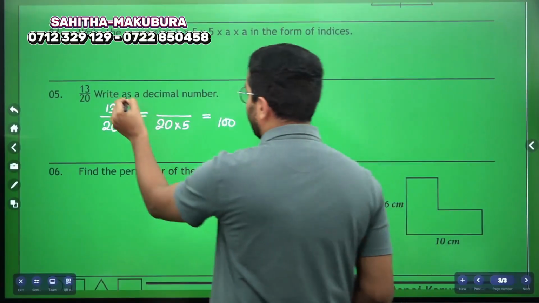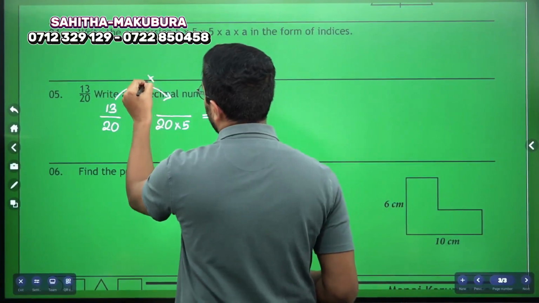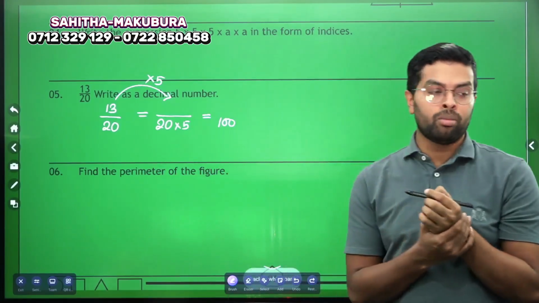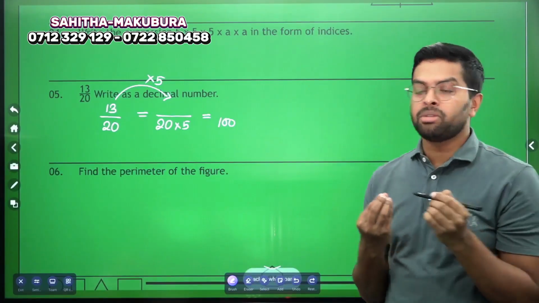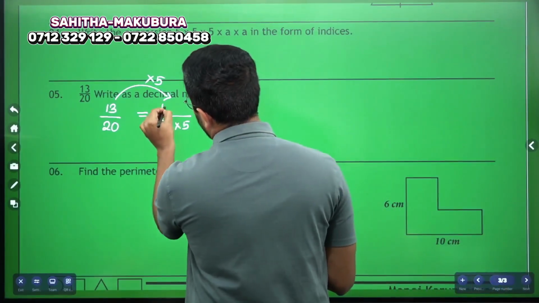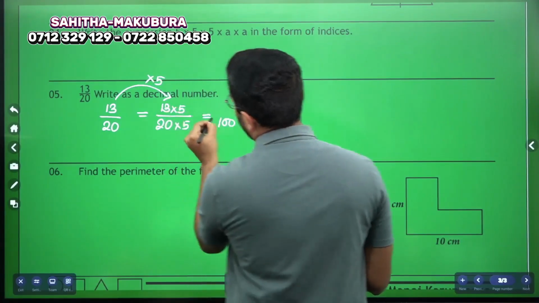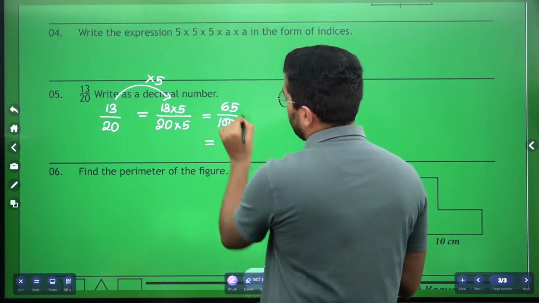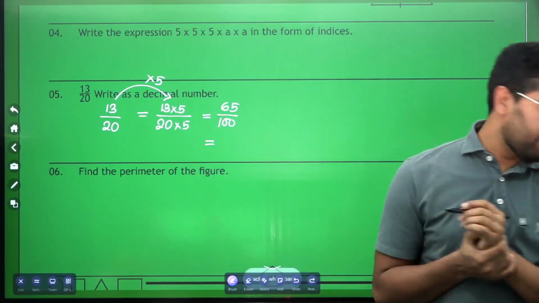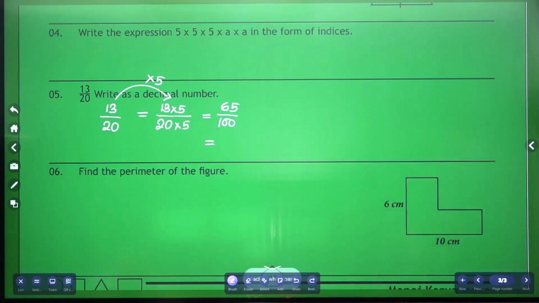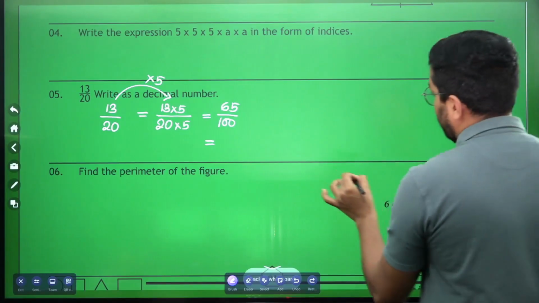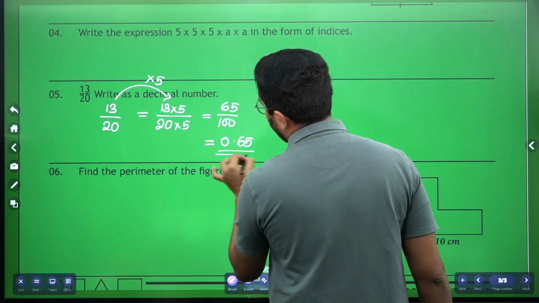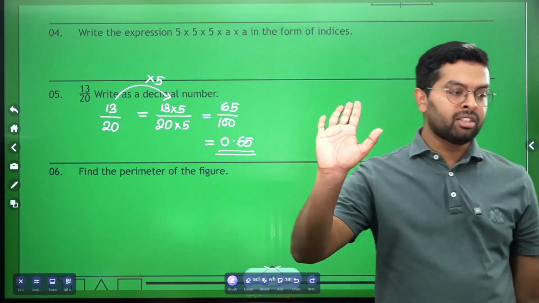Since it is an equivalent fraction, I have to do the same mathematical operation to the numerator as well. So I am multiplying 13 also by 5. 13 times 5 is 65. The denominator is 100. So 65 over 100, we can write it as a decimal number. The answer is 0.65.